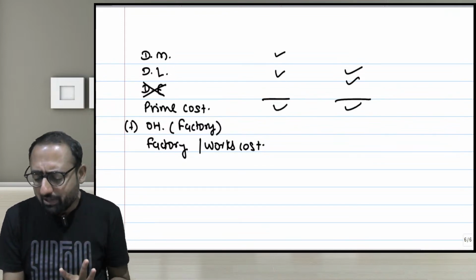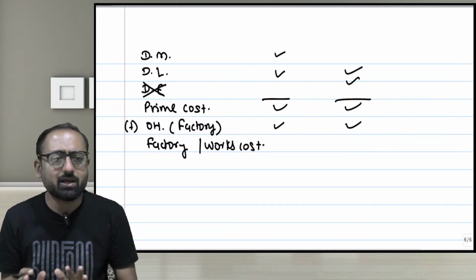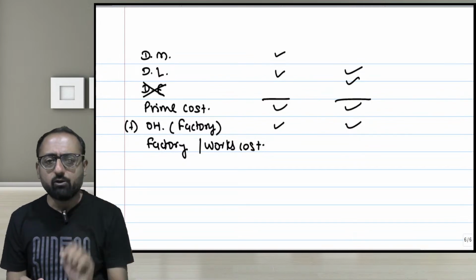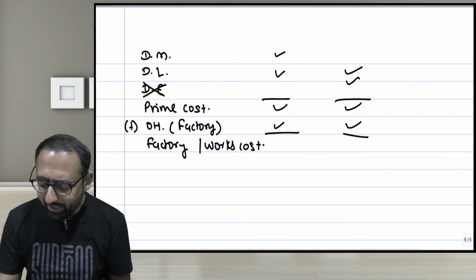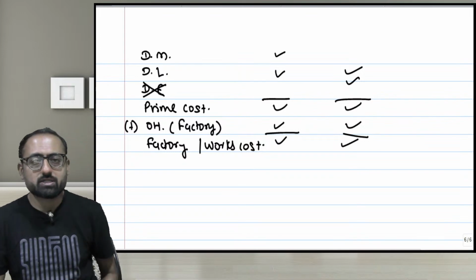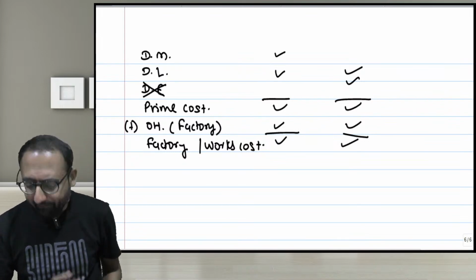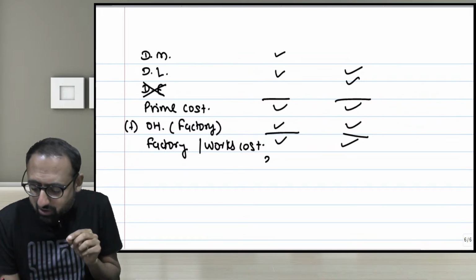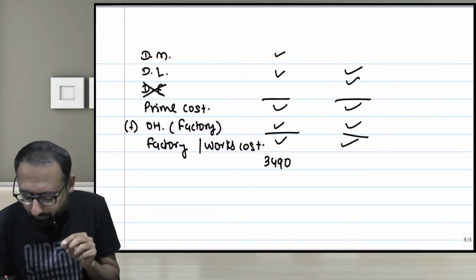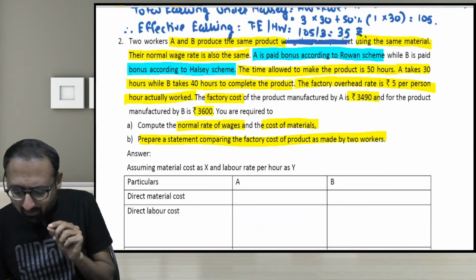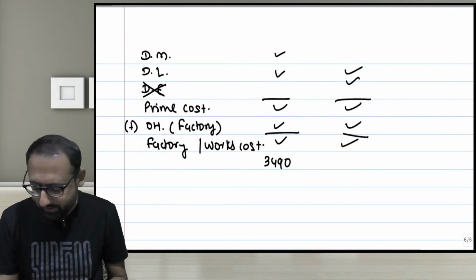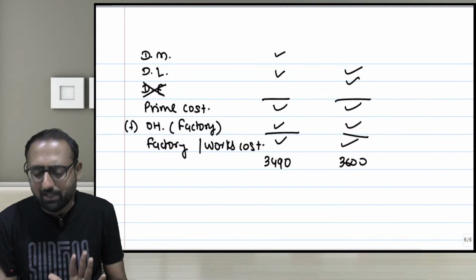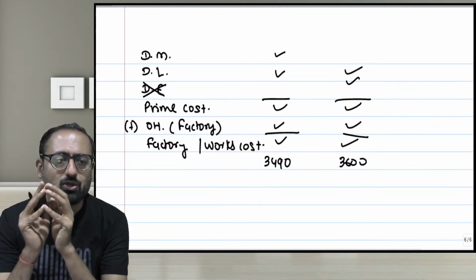In that prime cost, you will add factory overhead. You know the factory overhead rate: the rate of the factory overhead is 5 rupees per hour. Then you will get the factory cost or works cost. Okay? And the factory cost or works cost is already given in the question, I think 3490 and 3600. Now let's see how to solve this question.